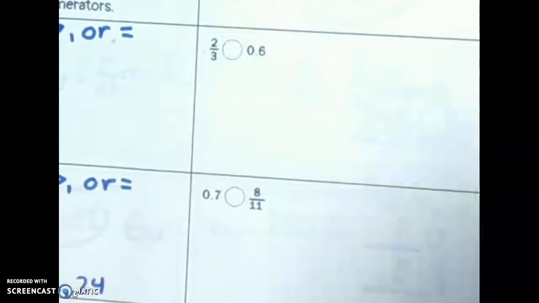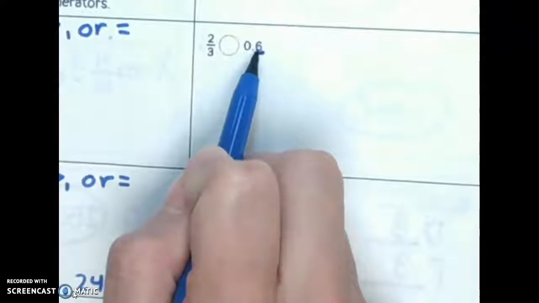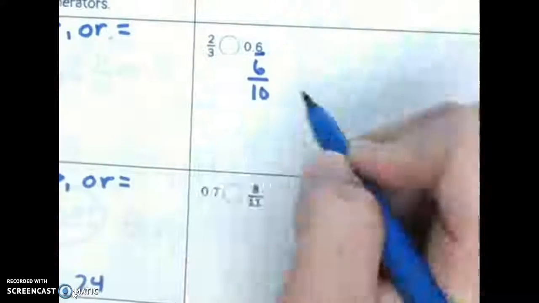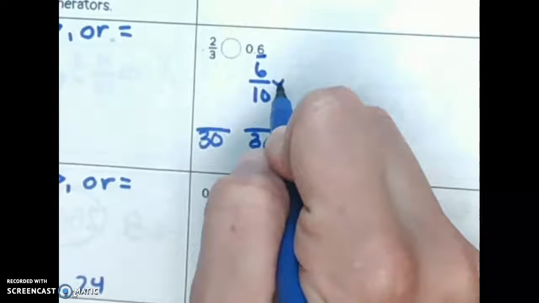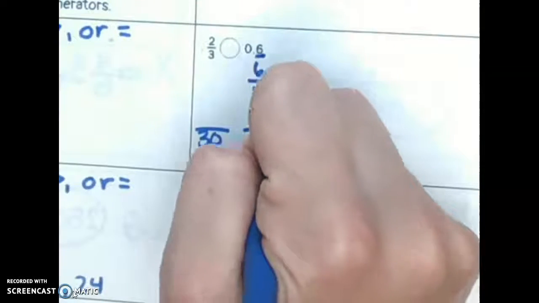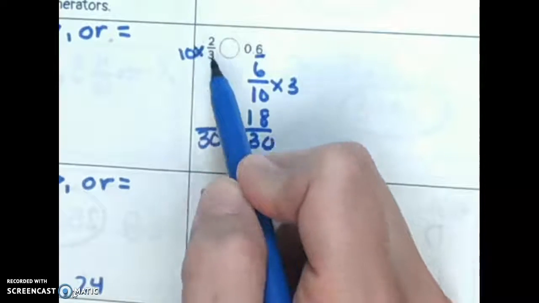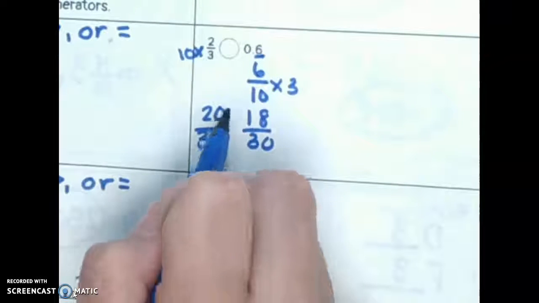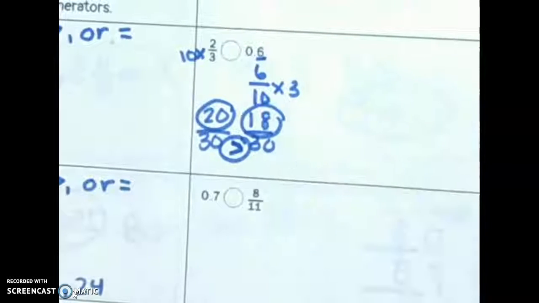Okay, the next one's a little bit more challenging. We have 2/3 compared to 0.6. Now as we're looking at this, I'm going to change them both to fractions. When you change them both to fractions, you have to make sure you have the same denominator. So 0.6 means 6/10. And right now that's a 3 and that's a 10. I'm going to change them both to have 30 on the bottom because I know 10 times 3 will give us 30. So 6 times 3 is 18. And I know that 3 times 10 is 30. So 10 times 3 is 30 and 10 times 2 is 20. And we look at the top. We have 20 and we have an 18. 20 is greater than 18.